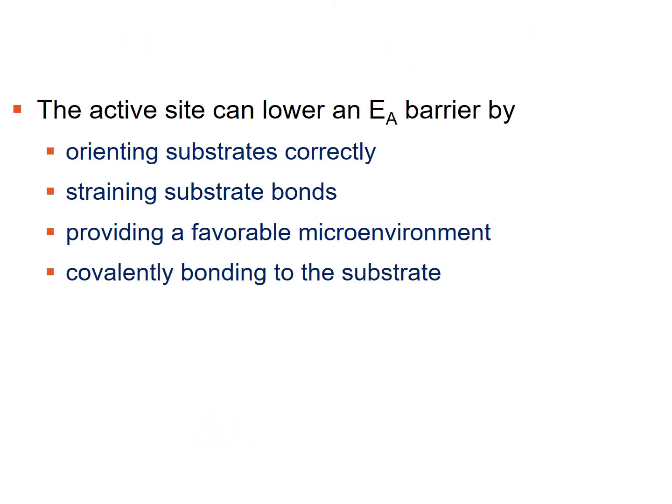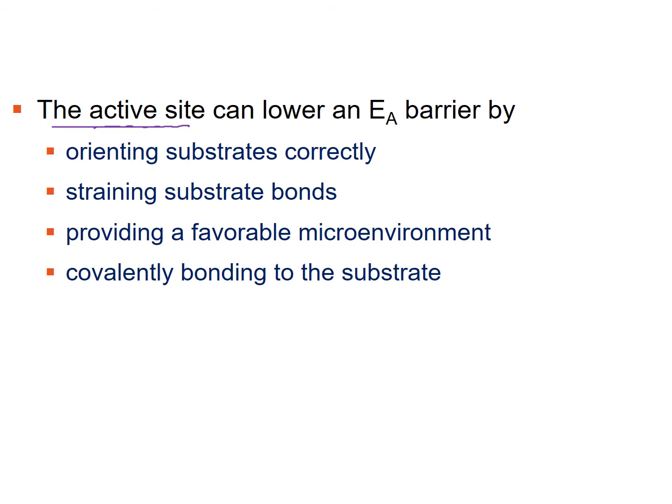Now, let's talk about how the enzyme actually lowers the activation energy. Remember, the enzyme has this active site, and it's the active site that lowers activation energy. How does it do this? It orients the substrates correctly. So it puts the substrates in their correct order because they can only fit one way into the active site. And that way is the preferred way to get the chemical reaction going.